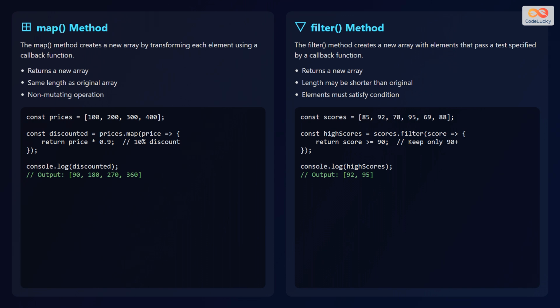The filter method, on the other hand, creates a new array containing only elements that pass a test provided by a callback function. The new array's length might be shorter than the original, and again, it's a non-mutating operation as well. The elements in the new array must satisfy the conditions specified in the callback.